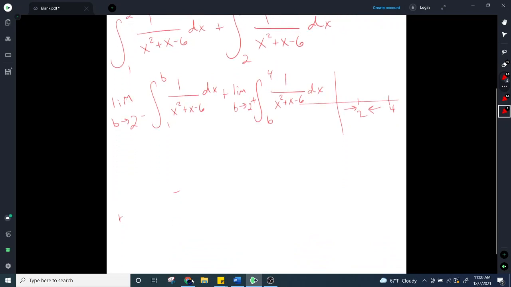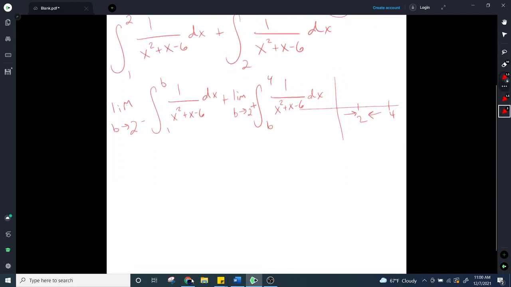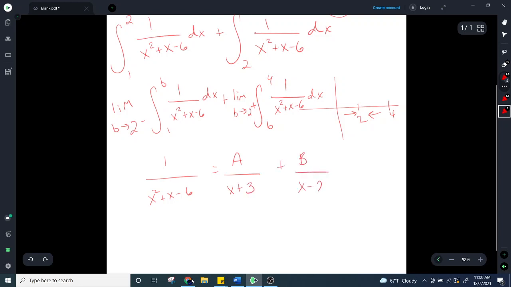I'm not going to take the time to go through all of the steps here, but how would we integrate this? I just wanted to remind you how to integrate this. It looks to me like this would be a perfect opportunity to use partial fractions because the denominator factored into x plus 3 times x minus 2. So 1 over x squared plus x minus 6 is a over x plus 3 plus b over x minus 2, and then clear your fractions. Don't forget how to do this. I know partial fractions will be on the exam in some form or another.